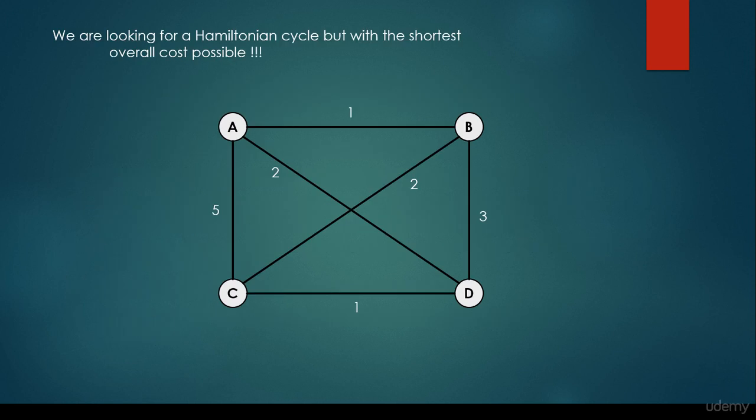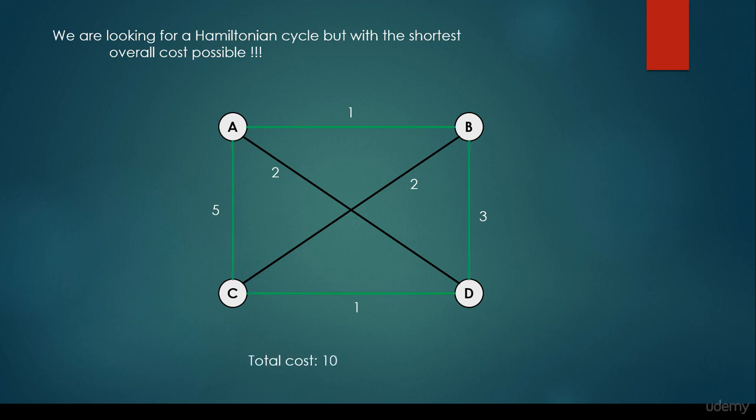Okay. So for example, let's consider this situation. We have the A, B, C and D vertices. We have several edges with edge weights. Basically in this graph, we are able to form two Hamiltonian cycles. The first one is this, going directly from A to B, then from B to D, then from D to C, and then from C to A. The total cost is going to be the sum of the edge weights, so 1 plus 3 plus 1 plus 5, which is going to add up to 10.